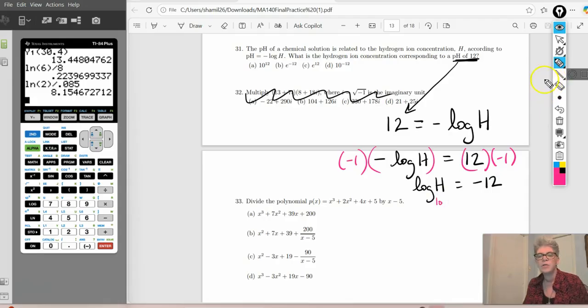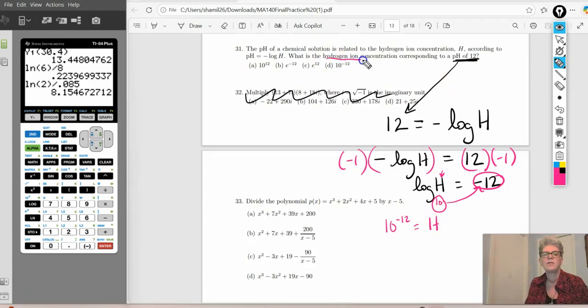And now I'm going to convert that into exponential form. And this is why I like to have the logarithm written on the left-hand side. So to convert that, the base raised to this power is going to equal the argument. So 10 to the -12 is equal to h.